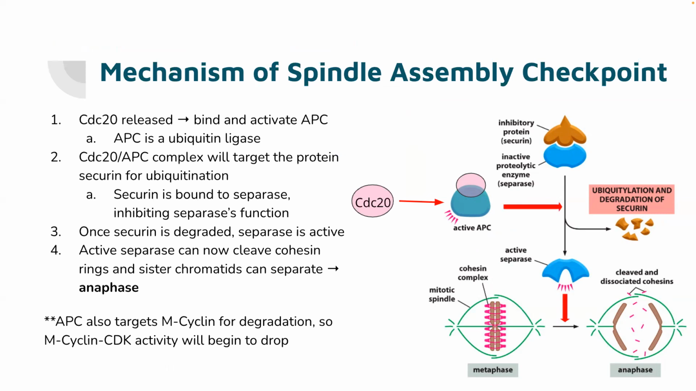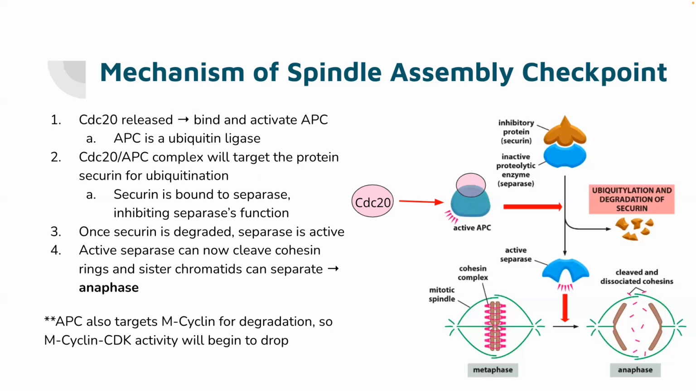So CDC20 is released and it binds and activates APC, which is a ubiquitin ligase. Then this complex will target the protein securin for ubiquitination. Securin is currently bound to separase, which inhibits separase's function. So once securin gets degraded, separase is free and active. And then it can cleave cohesin rings. And so then the sister chromatids can separate, which is how it enters anaphase.